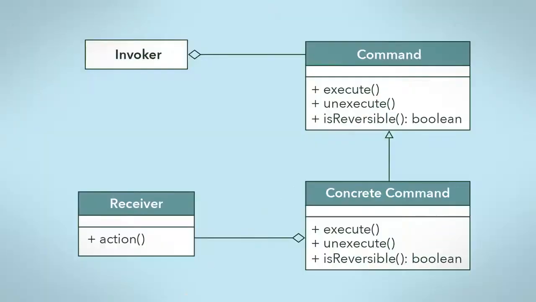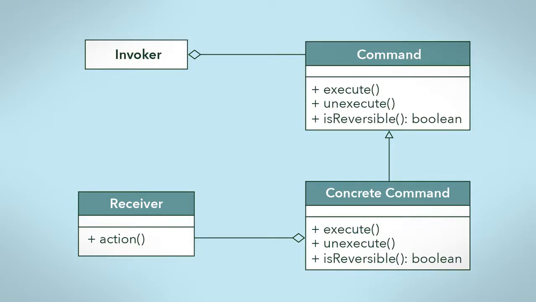How might the command pattern look in a UML diagram and in your source code? Here's how it would look in a UML diagram. You have a command superclass, and all commands will be instances of subclasses of this command superclass. The superclass defines the common behaviors of your commands. Each command will have the methods execute, unexecute, and isReversible.